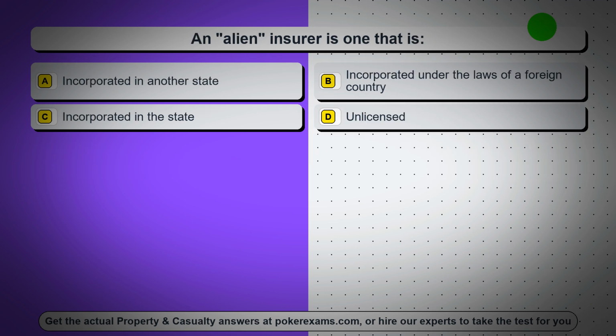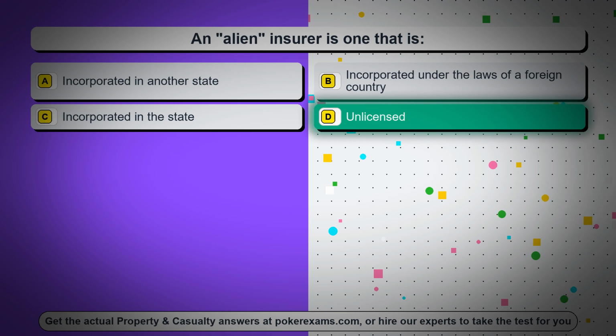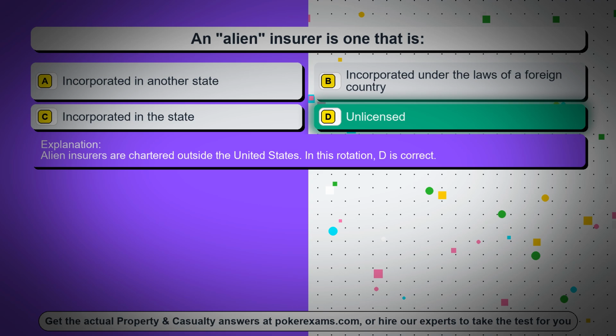Question 95. An alien insurer is one that is, option A, incorporated in another state. Option B, incorporated under the laws of a foreign country. Option C, incorporated in the state. Option D, unlicensed. The correct answer is option D, unlicensed. Alien insurers are chartered outside the United States. In this rotation, D is correct.